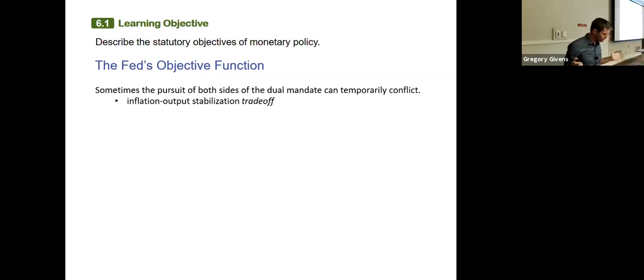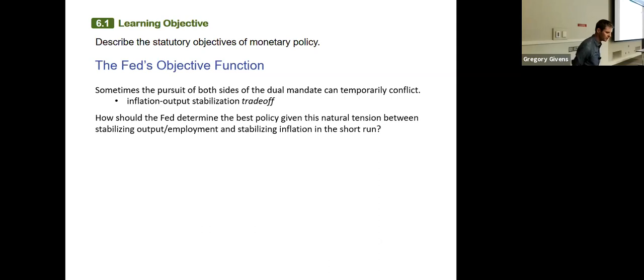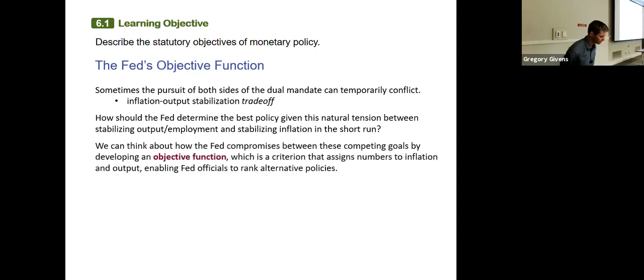Okay, so the question then becomes, how should the Fed chart a middle course between these two objectives during these periods in which it can't simultaneously achieve both sides of the dual mandate? What is the best middle course for the Fed to try to chart? How should it compromise between these two competing goals? Well, we can think about or model how the Fed compromises between these competing goals by developing something that we're going to call an objective function for the Fed.